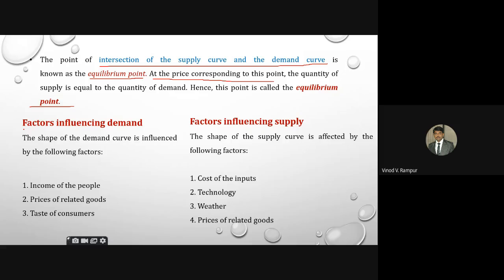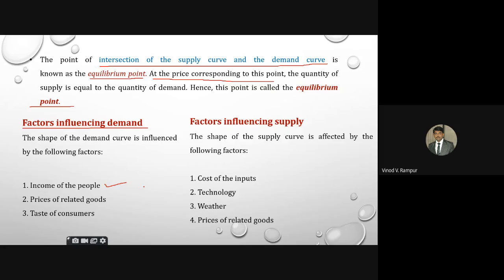Now just see the factors influencing demand. That means the shape of the demand curve is influenced by the following factors. One is the income of the people. Whenever I purchase a product, I can purchase it only if I have that quantity of money with me, according to my income. Take the example of a small car, around 4 lakh to 5 lakh rupees. If my yearly income is 6 to 7 lakh rupees, then I can afford that vehicle.